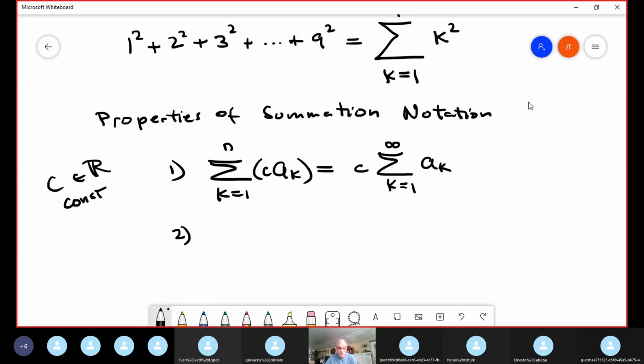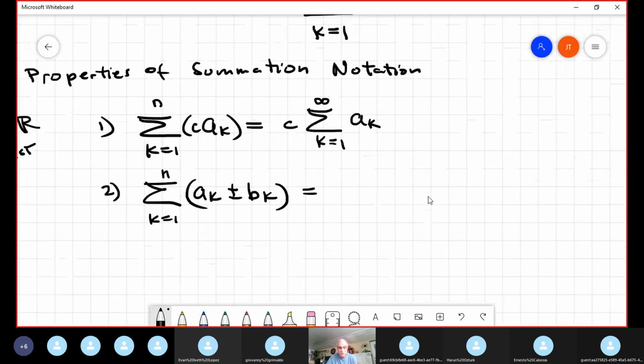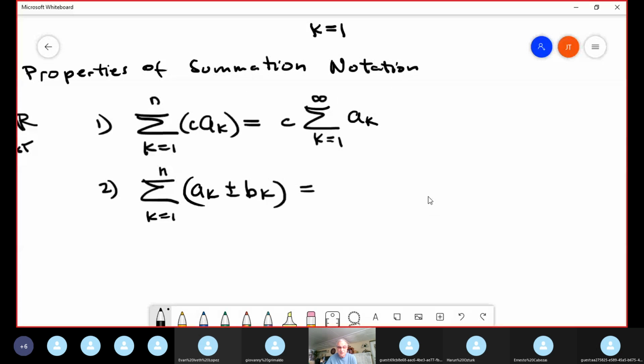And when you have, for example, summation from k equal 1 to n of a sub k plus or minus b sub k. I put plus or minus because maybe it's addition or subtraction, doesn't matter. You can separate, you can split this summation into two summations. This is totally logical. Okay, plus or minus the summation from k equal 1 to n of b sub k.